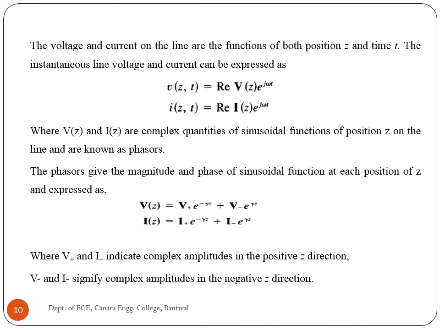The voltage and current on the line are functions of both position z and time t. The instantaneous line voltage and current can be expressed as below, where V(z) and I(z) are complex quantities of sinusoidal functions of position z on the line and are known as phasors. The phasors give the magnitude and phase of the sinusoidal function at each position of z and are expressed as the below two equations, where V plus and I plus indicate complex amplitudes in the positive z direction, V minus and I minus indicate complex amplitudes in the negative z direction, and gamma is the propagation constant, gamma equal to alpha plus j beta, where alpha is the attenuation constant in nepers per unit length, and beta is the phase constant in radians per unit length.